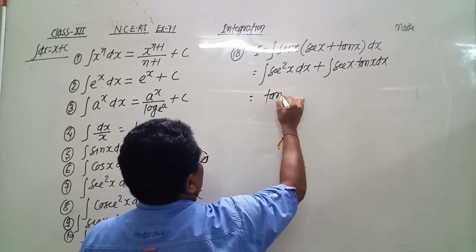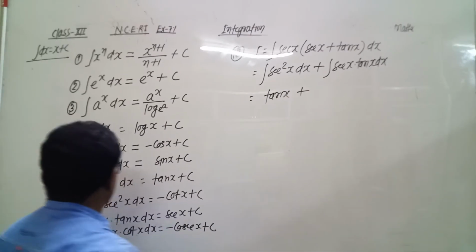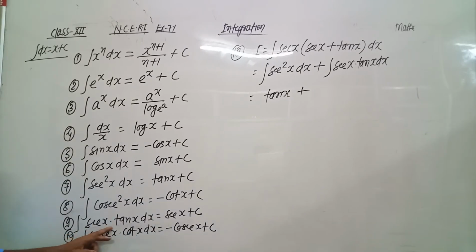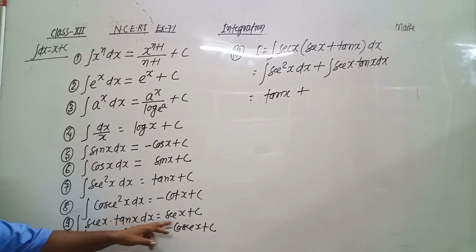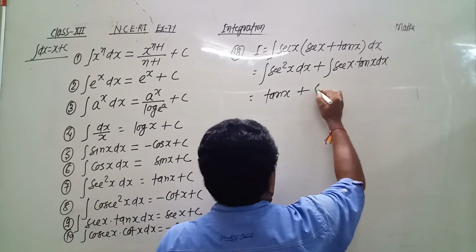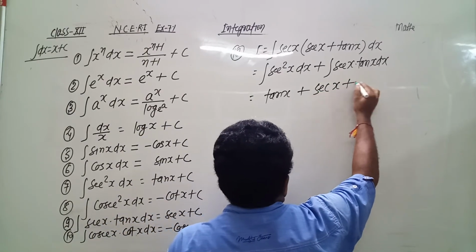So we get tan x plus integration of sec x into tan x dx. This is sec x, plus c.